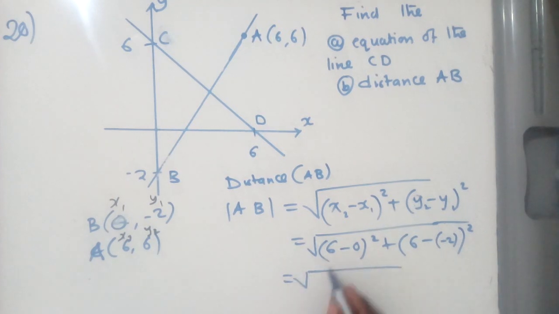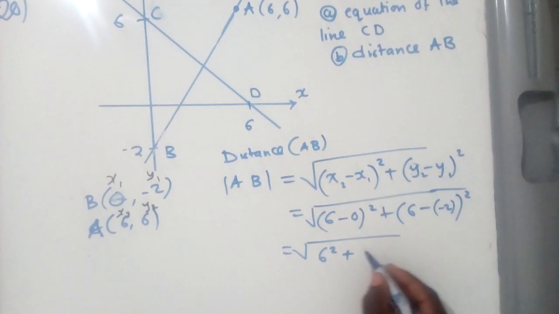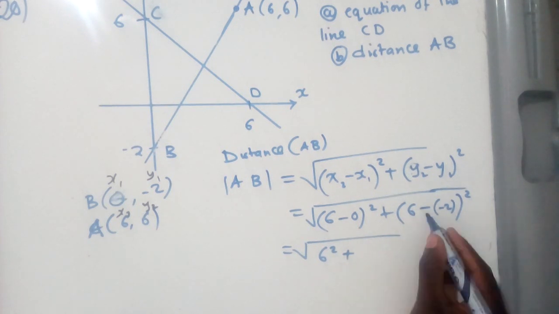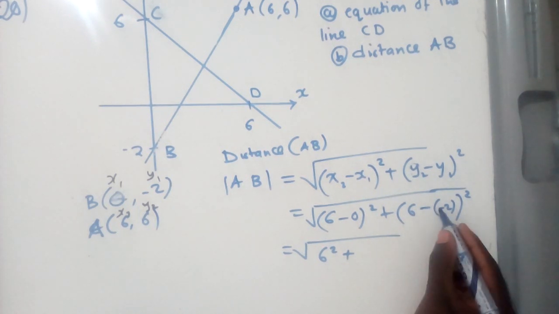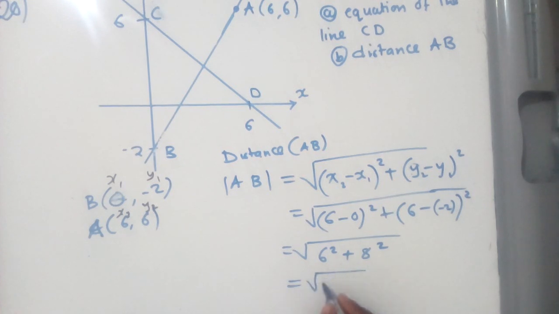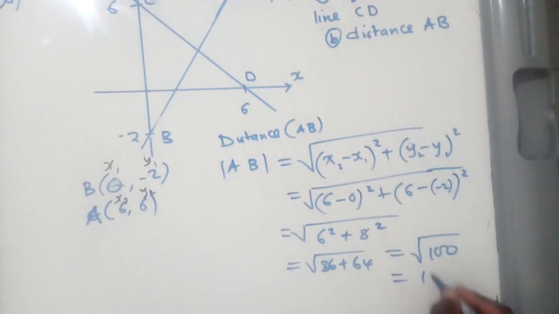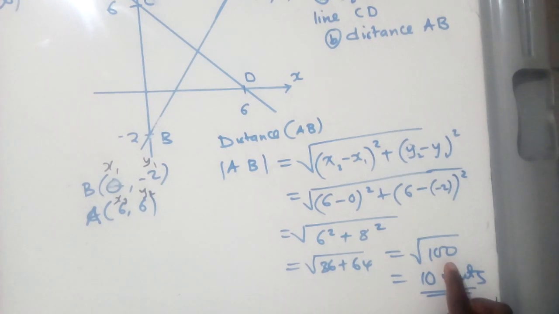So we can work things out. Here we have 6 squared plus, when we solve nicely, 6 plus 2, because this will be positive, which gives us 8 squared. When we work it out, we have 36 plus 64, which is the root of 100 when we add. So this answer will be equal to 10 units. When you find the square root of 100, it will be 10. So 10 units. We go to the next question.